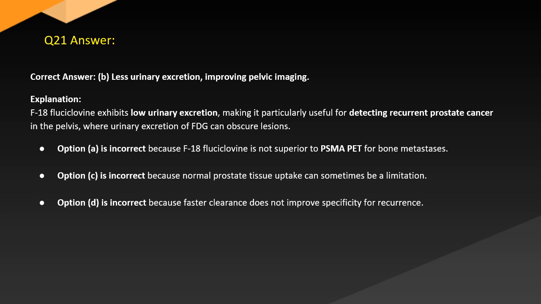Answer. Correct answer B. Less urinary excretion, improving pelvic imaging. Explanation. F18-fluciclovine exhibits low urinary excretion, making it particularly useful for detecting recurrent prostate cancer in the pelvis where urinary excretion of FDG can obscure lesions. Option A is incorrect because F18-fluciclovine is not superior to PSMA PET for bone metastasis. Option C is incorrect because normal prostate tissue uptake can sometimes be a limitation. Option D is incorrect because faster clearance does not improve specificity for recurrence.